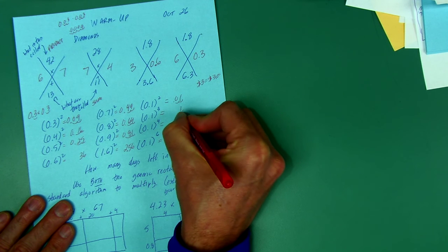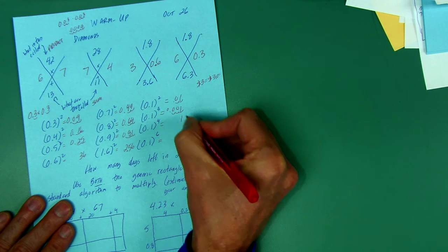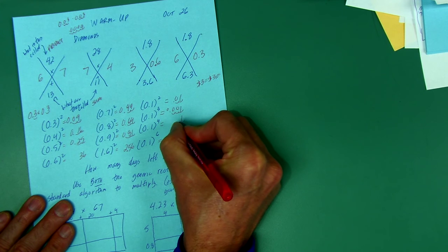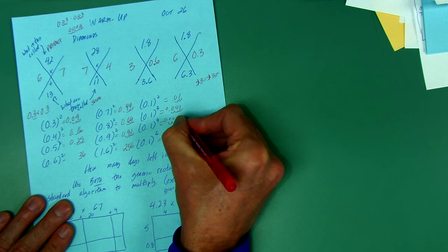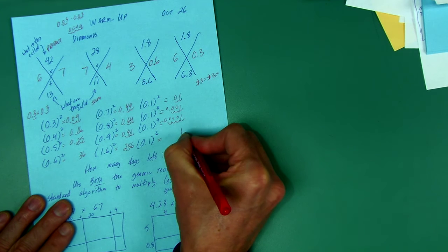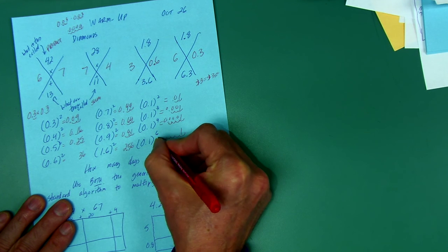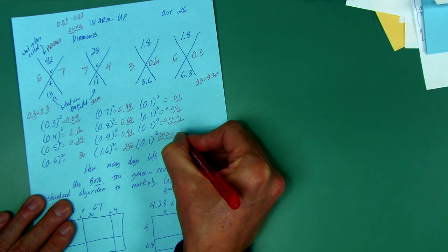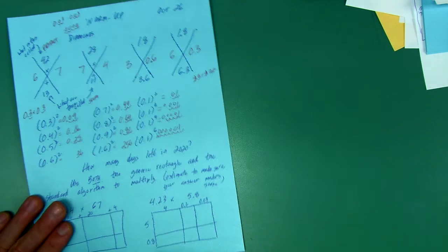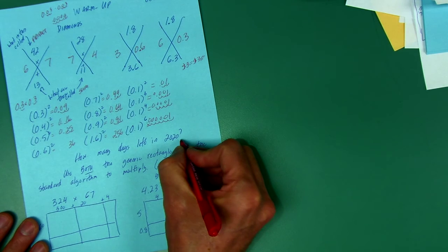100th, 2 spots, 3 spots, fill in the egg carton. 1,000th, 1, 2, 3, 4 spots, fill in the egg carton. 1/10,000th, 1, 2, 3, 4, 5, 6. Yikes. Ran out of room, ran into my equal sign. All right, 1/1,000,000th. All right, how many days left in 2020?